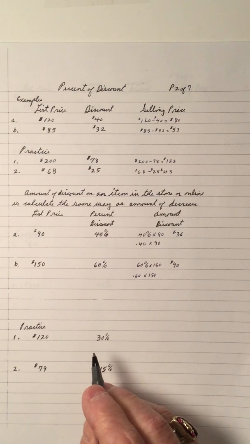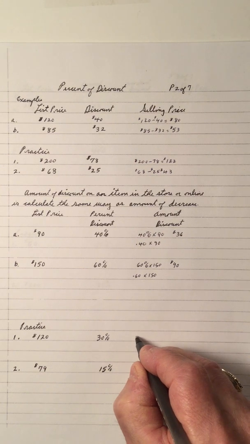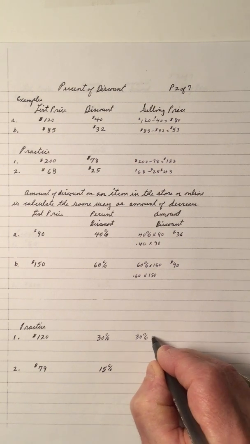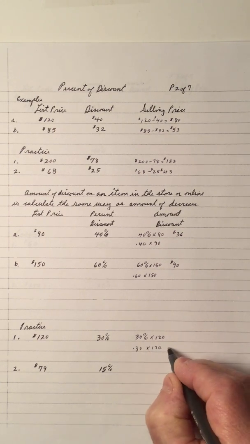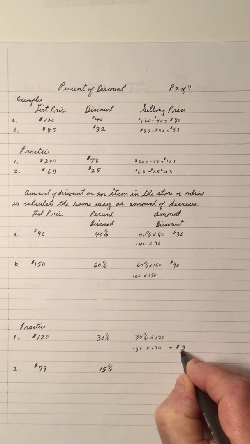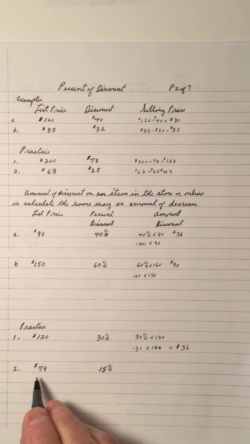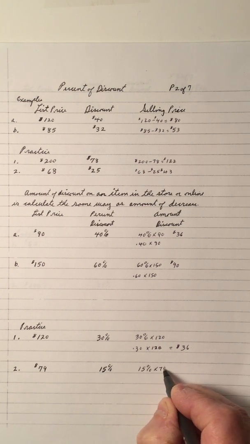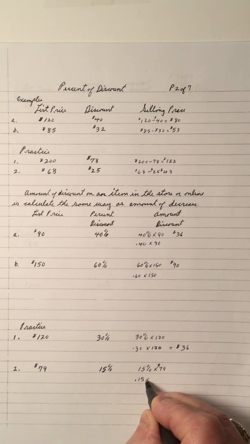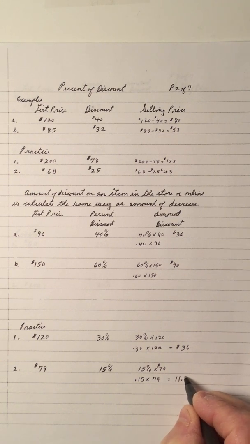Just multiply that out and practice, pause, work these out, play it back to see if you're going to get them right. 30% off, so 30% times 120, which is decimal 0.30 times 120, so that means you would get $36 off when you use your calculator or your pen. And if you have $79 with 15% off, 15% off $79 is decimal 0.15 times 79, and that would give you 11.85. So it's $11.85 off.